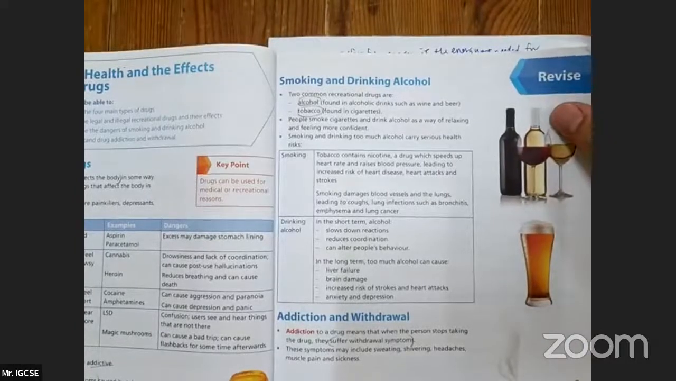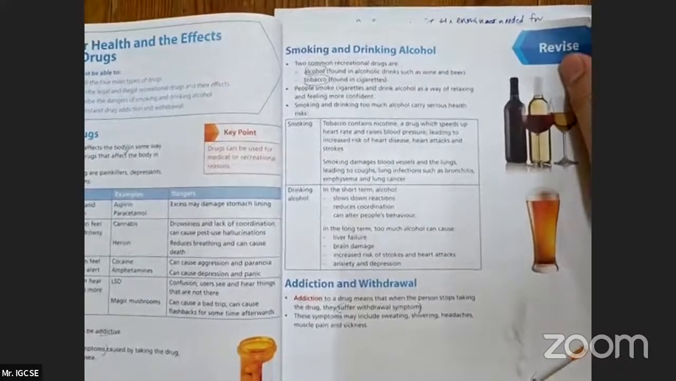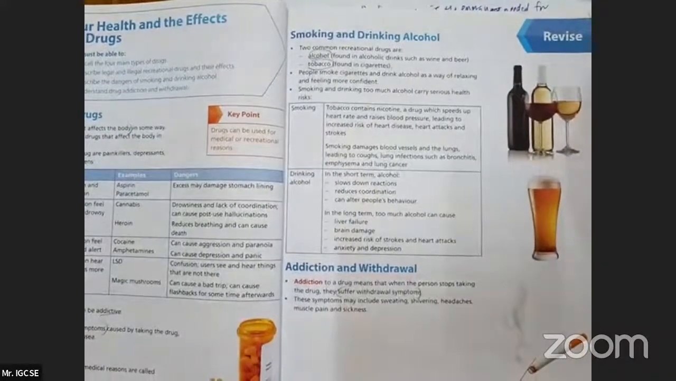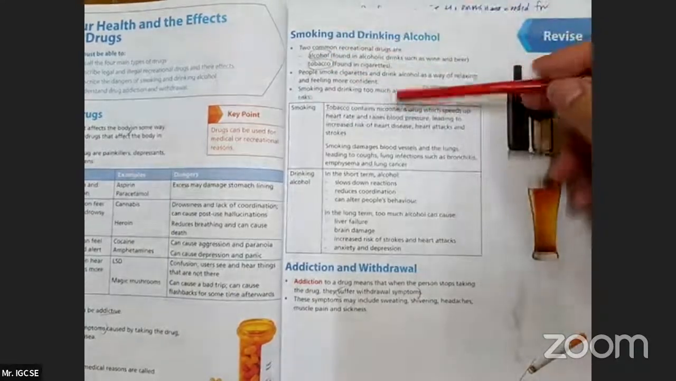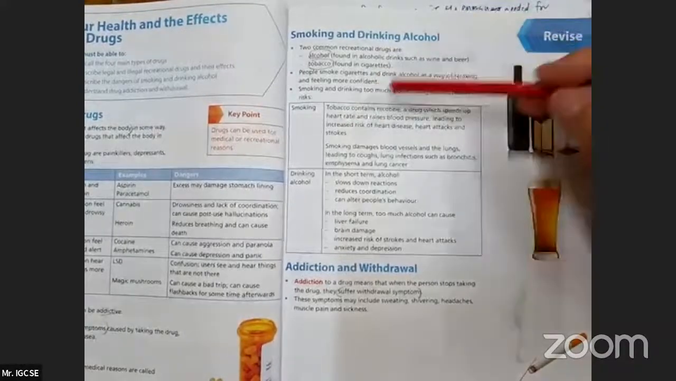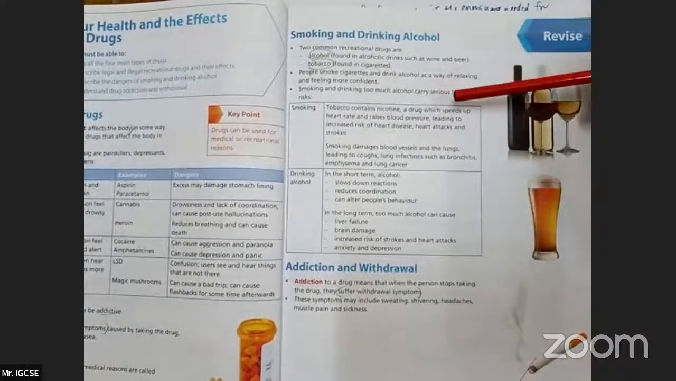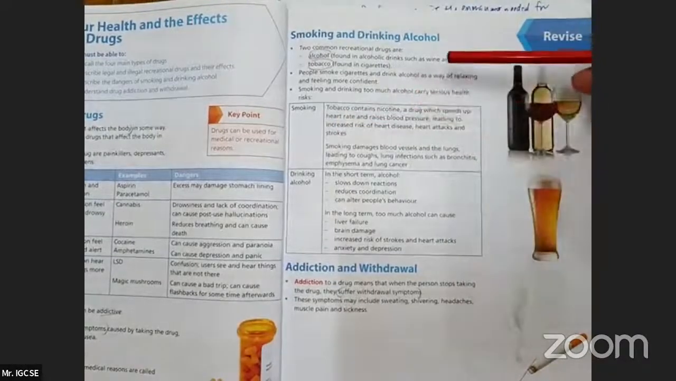Smoking and drinking alcohol are two types of recreational drugs. People smoke because there is nicotine, a drug which speeds up the heart rate and raises blood pressure, leading to an increased risk of heart disease, heart attack, and stroke.